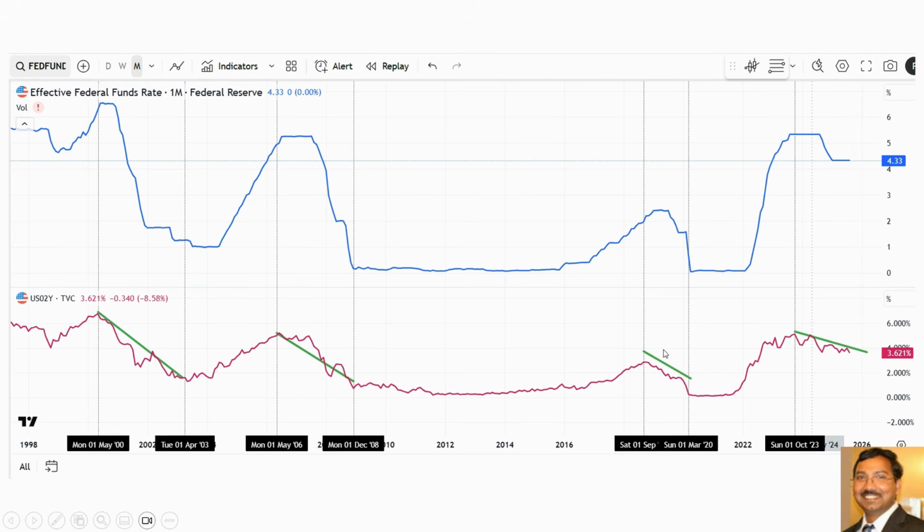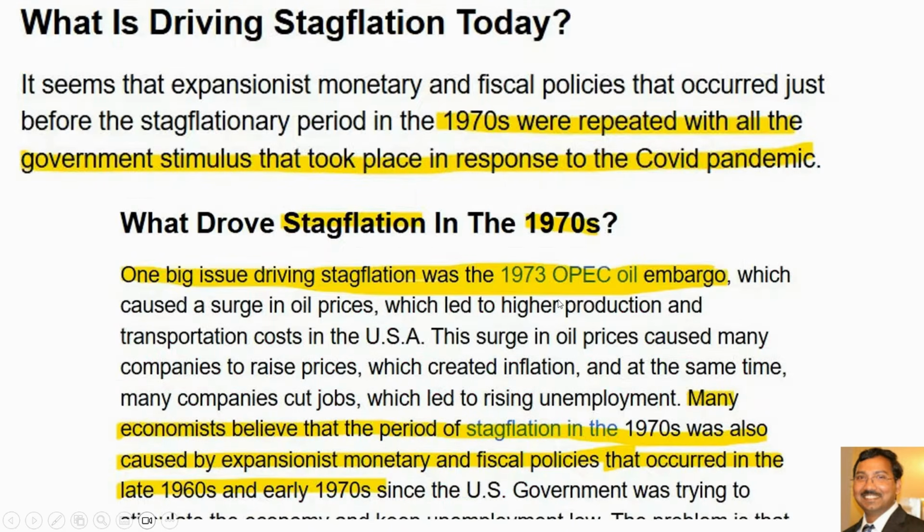If you see here from the beginning, we see these dates in every chart. From October 2023, the 2 year yield is going down. Now it's in a Fed pause for almost more than a year. After that, there is a rate cut. Now we are expecting more rate cuts based on this chart, and we also saw the data in the stagflation report. And what is driving stagflation?